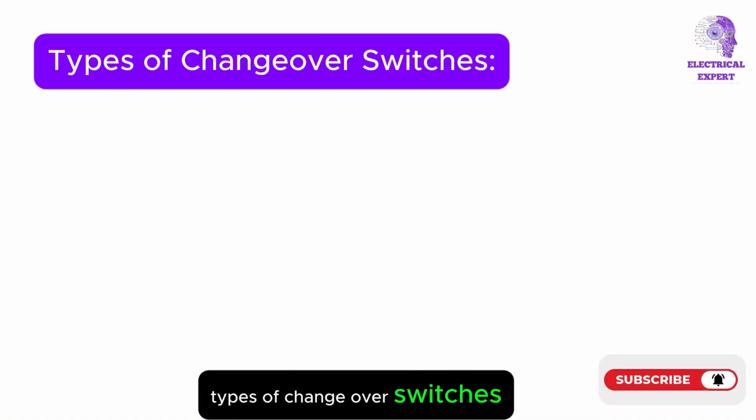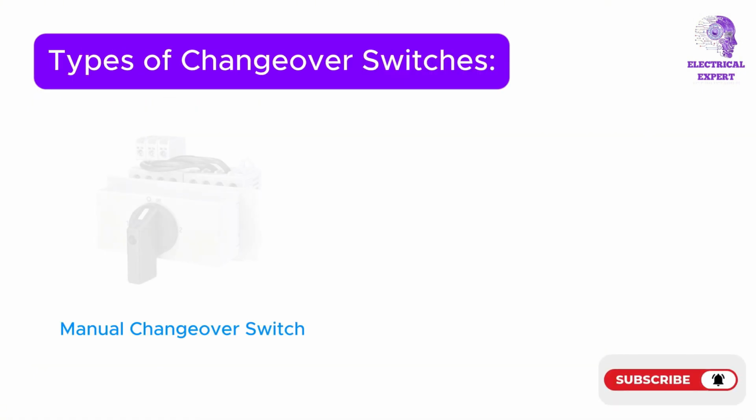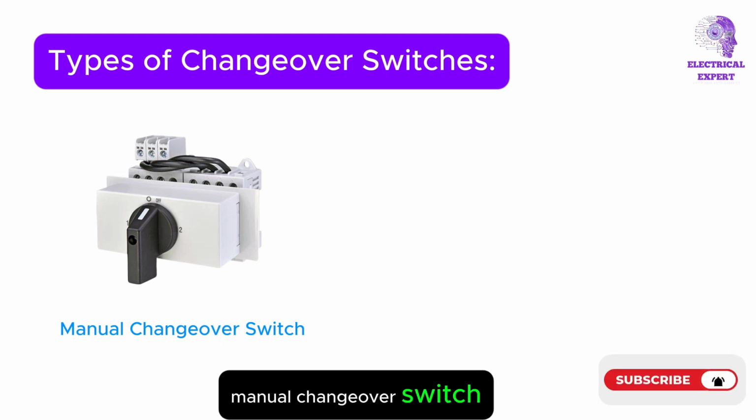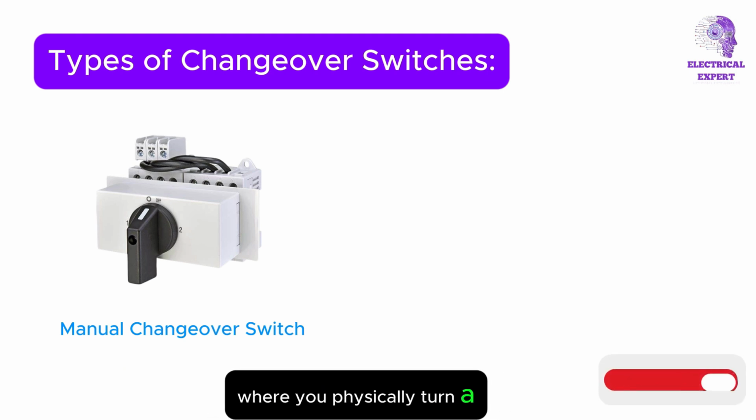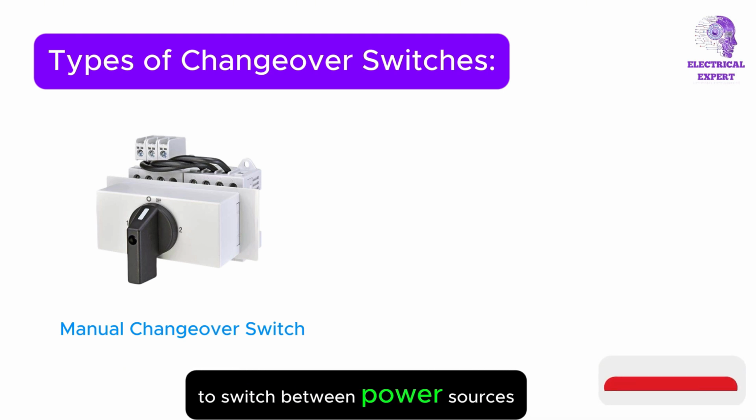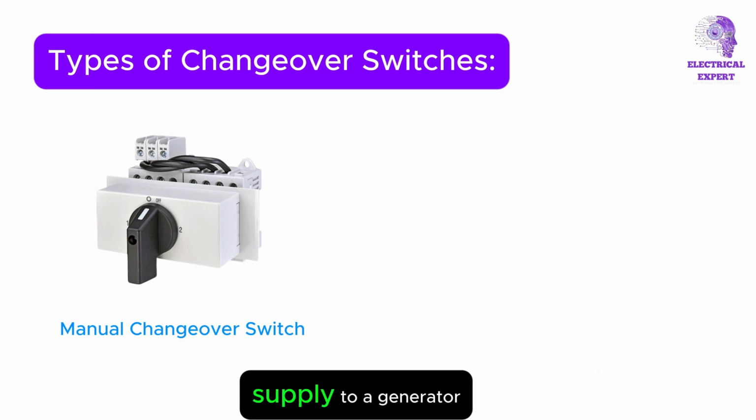Types of changeover switches. The first type is the manual changeover switch. This switch is operated manually, where you physically turn a lever or knob to switch between power sources, like from the main power supply to a generator.